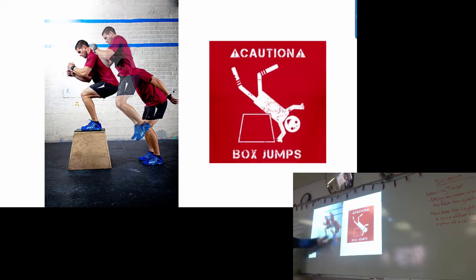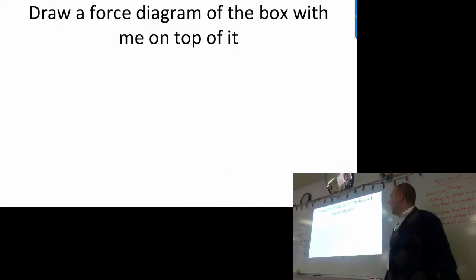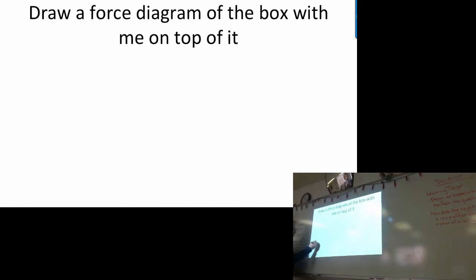Anyways, think about this whole idea with box jumps, of jumping up and landing on top of the box. If I want to draw a force diagram of the box with me on top of it, what's that going to look like? Here, I'll draw. Here's the box, here's the ground, here's me with ape arms, happy that I made it up on top there. So we're going to do just the box.